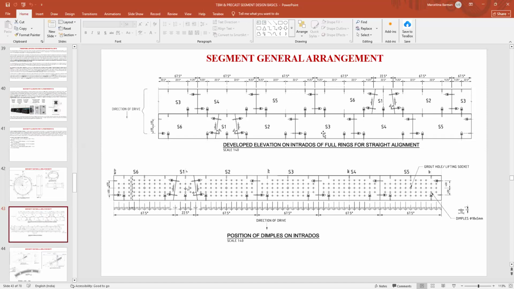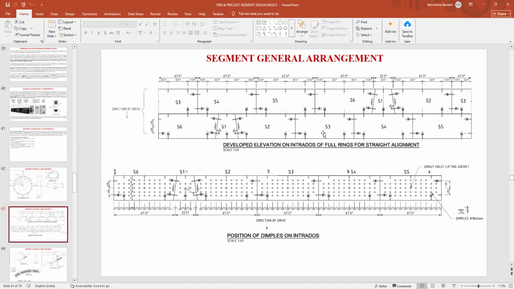And in the bottom, you can see there are very small holes that are called dimples. Dimples are basically very small diameter holes. Sometimes we keep the dimples for additional grouting also. There will be grout holes for doing the primary grouting. There will be a lifting socket also. But we sometimes keep the dimples if we need additional grouting.